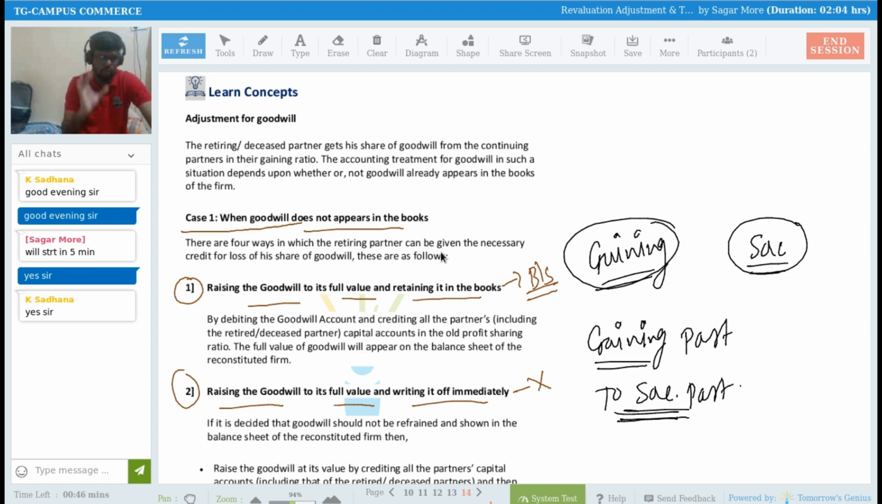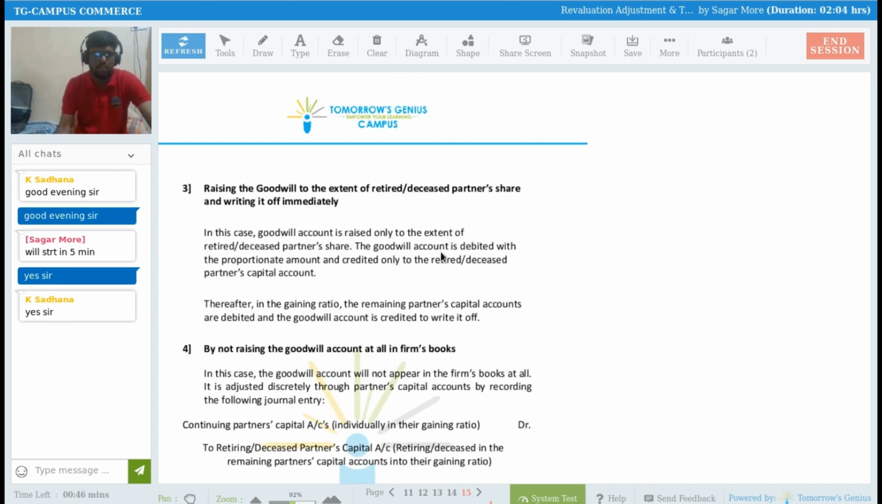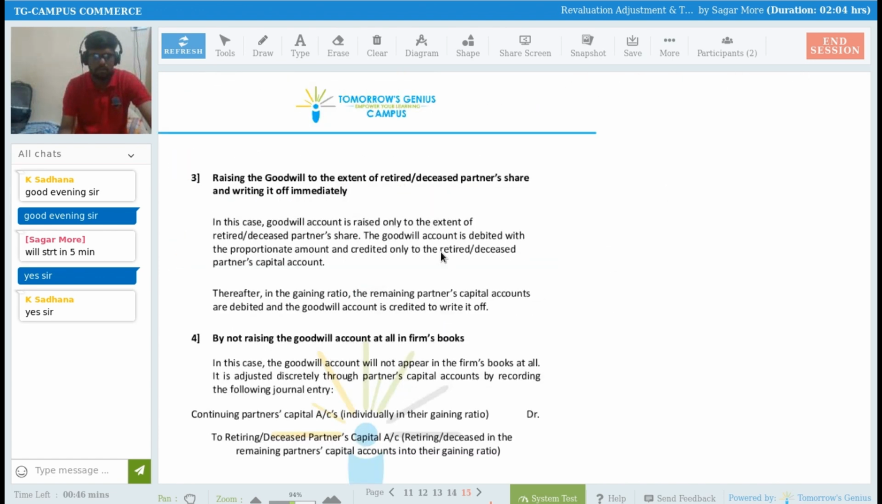I'm just giving you the theoretical part. I'm not reading everything. We'll show you the question and solution, then you will get more clarity. Third thing: raising goodwill to the extent of the retired or deceased partner's share and writing it off immediately. You are raising goodwill now, but not of the entire business goodwill, only to the extent of the retiring partner's share. So for example, if the retiring partner's share is 1/3, you'll raise goodwill for the 1/3 share, and then you are going to write it off. Write off means goodwill will not appear.